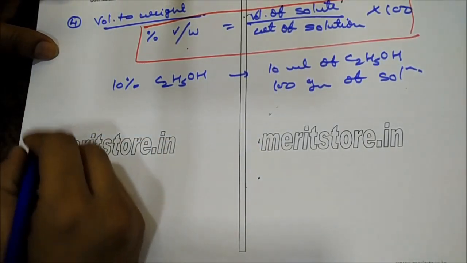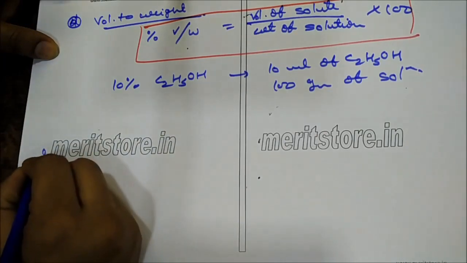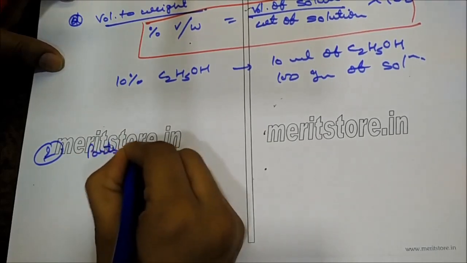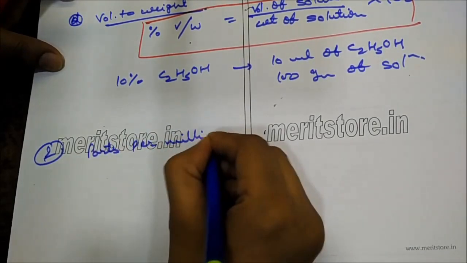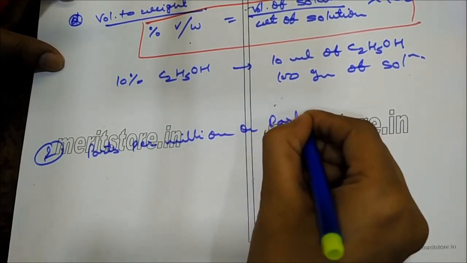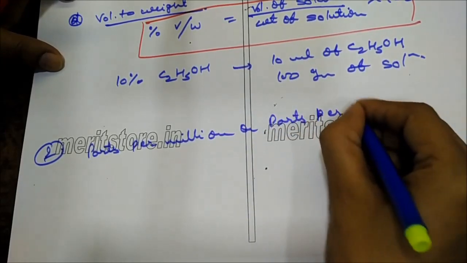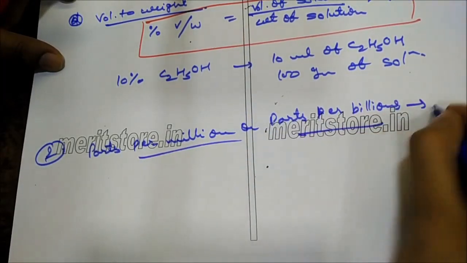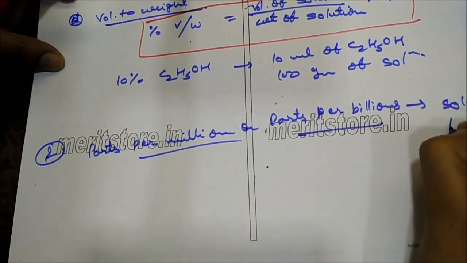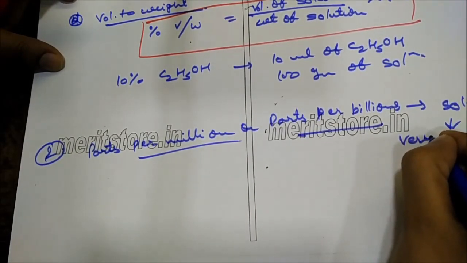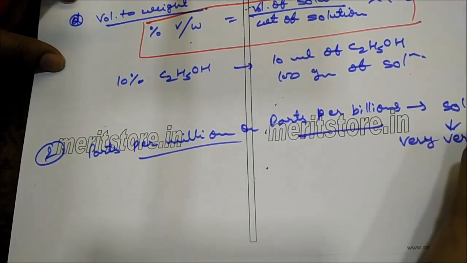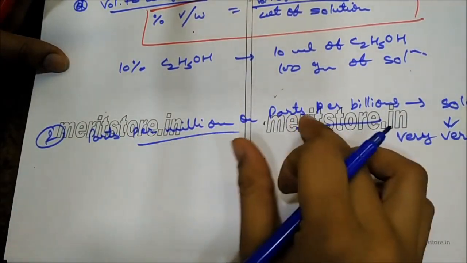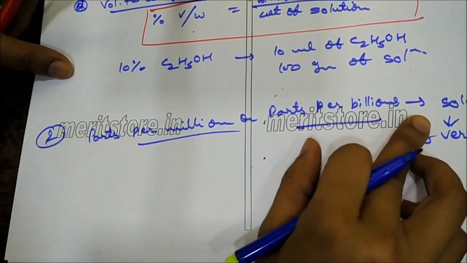Now the next, the second one, is parts per million or parts per billion. These concentrations are used when the amount of solute is very less. Then these concentrations are expressed in terms of ppm and ppb, that is parts per million and parts per billion.